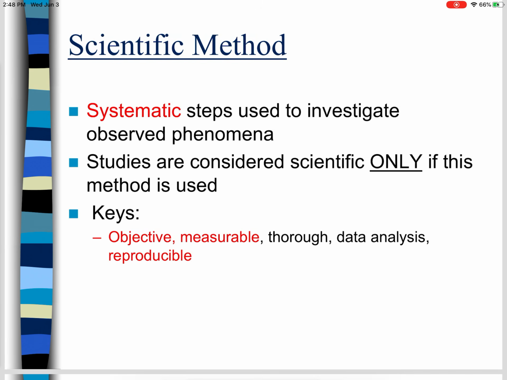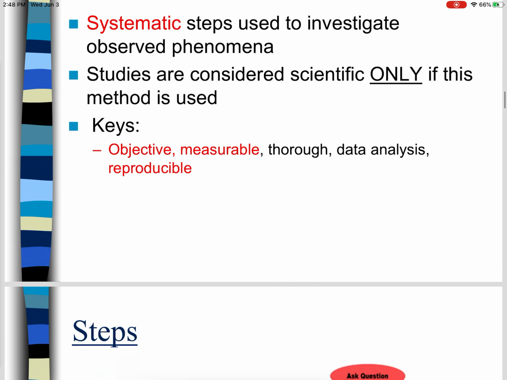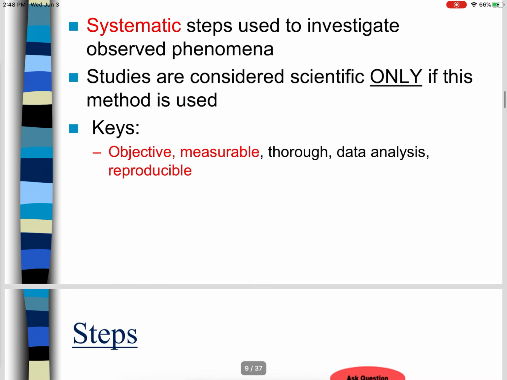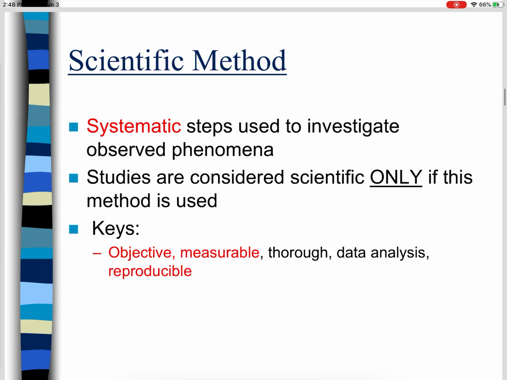Okay, what is the scientific method? It's a series of steps used to investigate something. Sometimes, as you can see on this screen, I'll put things in red. That means that they're important. So the scientific method, and I'll go ahead to the next slide, actually, I'm going to ask you to know the four basic steps. But scientific method is a systematic way of studying something.